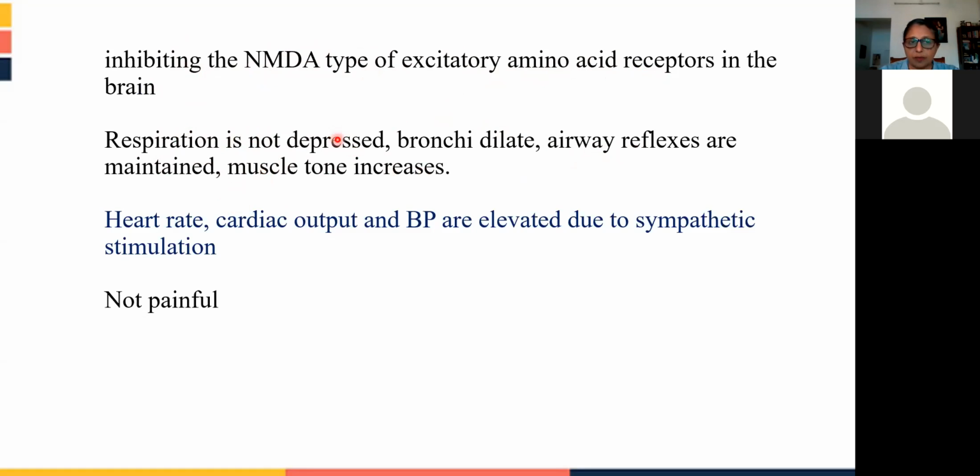Understood? So there is no depression of respiration. There is actually bronchial dilatation. Airway reflexes are maintained. Muscle tone increases. So this is the ketamine.